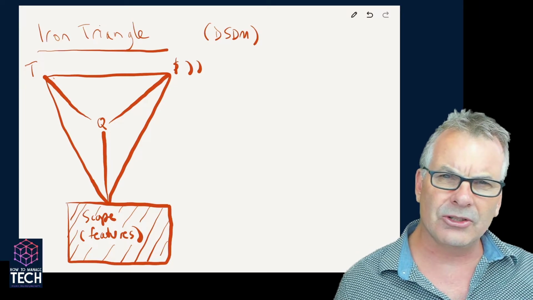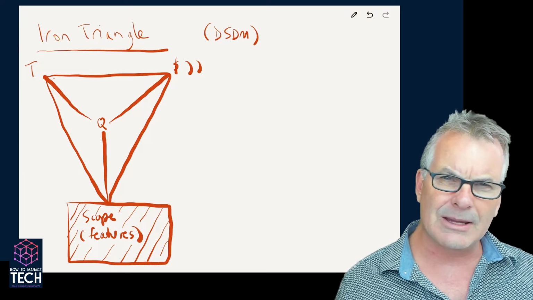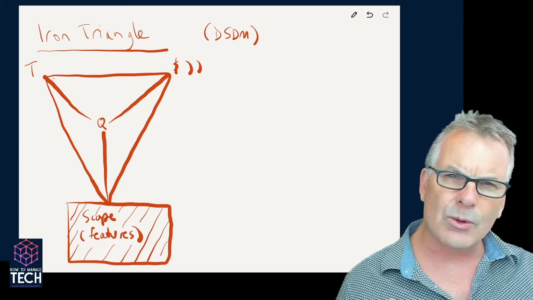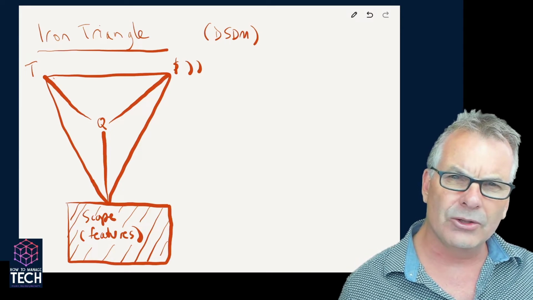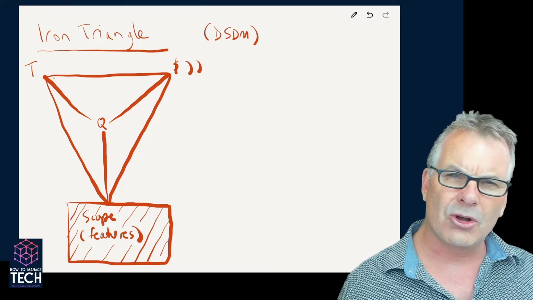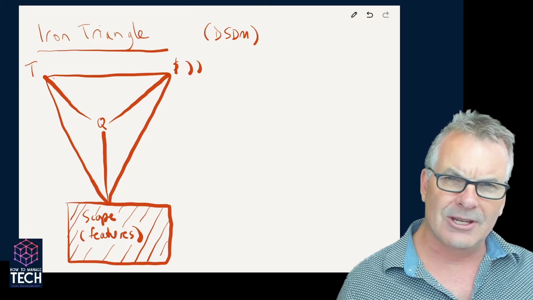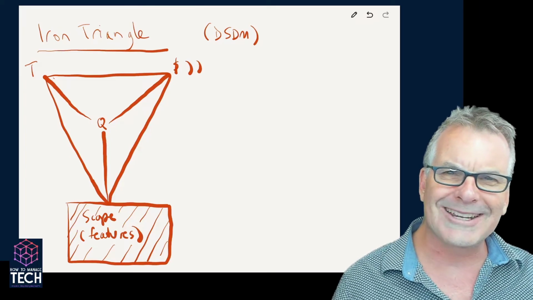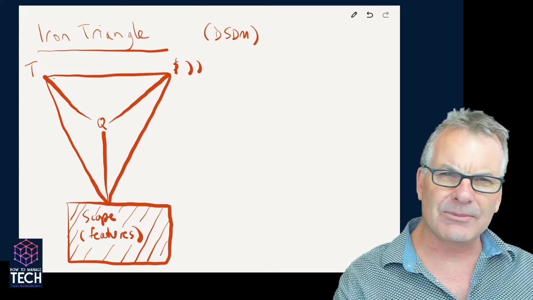Let's turn this on its head. This is unique to DSDM, by the way. Let's show how we can get projects delivering on time, on budget, on quality, something that works every time. You'll notice some specific language there. Let me show you how this works. I'm going to flip this triangle upside down.